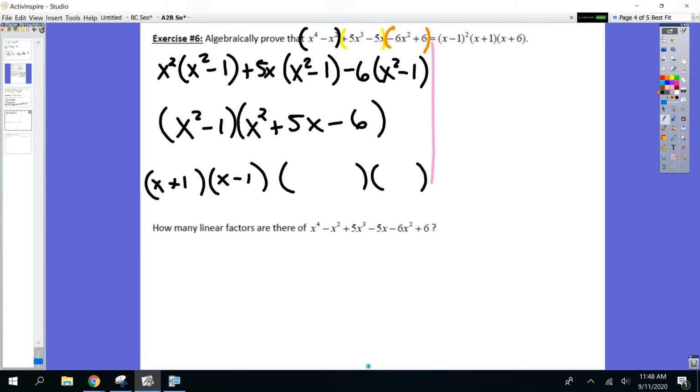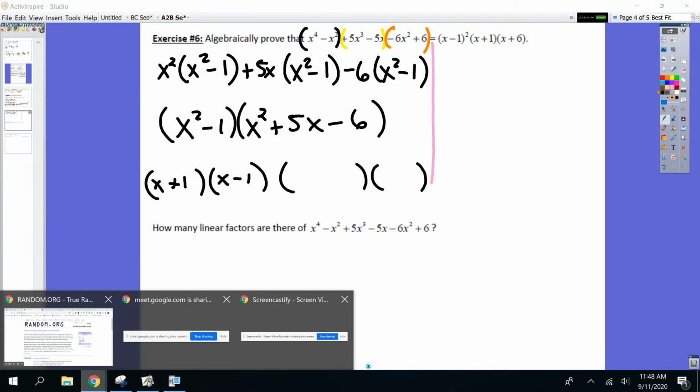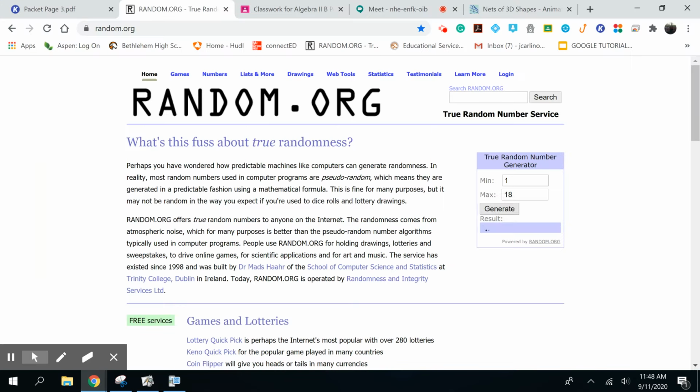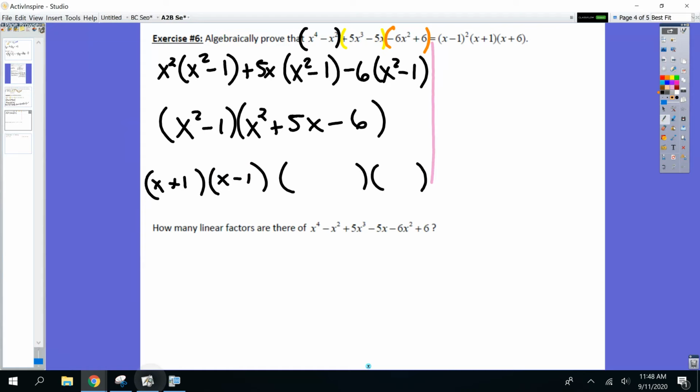Remember, this is where we started factoring yesterday. 3 terms, right? Number out in front is 1. So you guys are looking for 2 numbers that multiply to negative 6 and add to 5. 2 numbers that multiply to negative 6 and add to 5. Colin, you got those 2 numbers that could possibly multiply to negative 6 and add to 5?